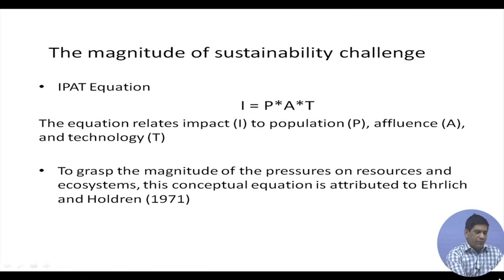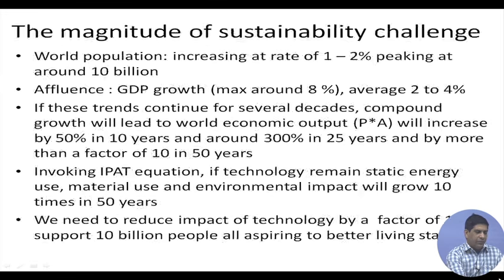This concept was introduced by Ehrlich and Holdren in 1971. They came up with this equation. To look at an example, world population right now is increasing at 1 to 2%, and it is said that we will go up to around 10 billion and then peak, and hopefully after that there will be no further increase and the population will stabilize. But these are all based on some predictions.